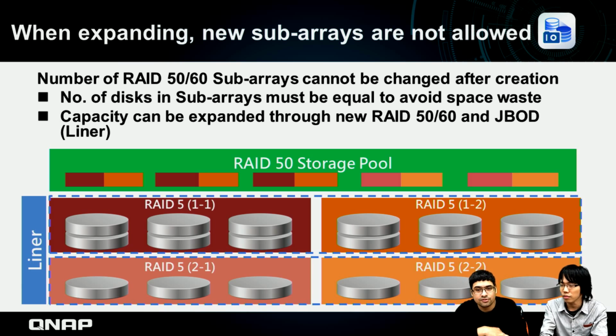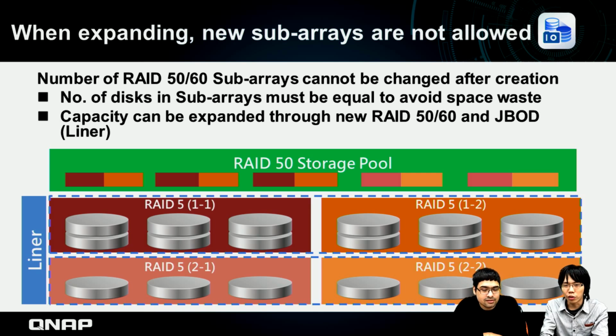All right, but there is always some limitation, no matter what kind of implementation you are doing, right? Yes. So this is our limitation. You cannot just add another subgroup into the array. Yes. You need to create another RAID 50 or 60 and use JBOD to combine it together.